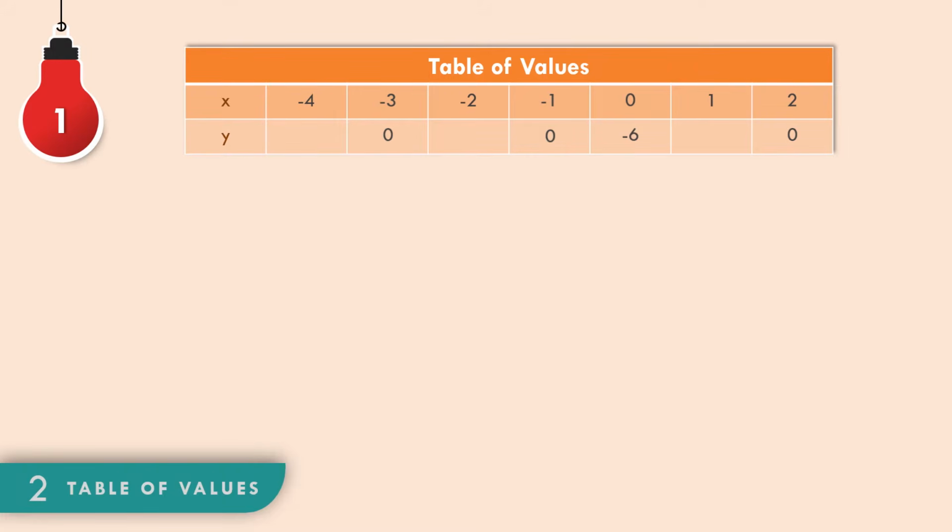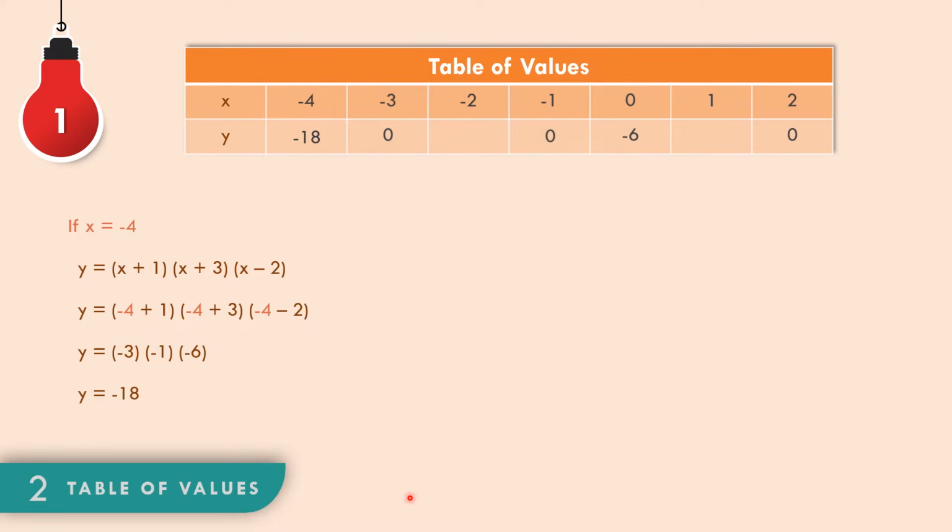So let us try to solve for y if x is equal to negative 4. We need to replace all the values in the equation y is equal to x plus 1 times x plus 3 times x minus 2. So that becomes negative 4 plus 1, negative 4 plus 3, and then negative 4 minus 2. Negative 4 plus 1 is negative 3. Negative 4 plus 3 is negative 1. Negative 4 minus 2 is negative 6. So the value of y is equal to negative 18. If x is equal to negative 4, y equals negative 18.